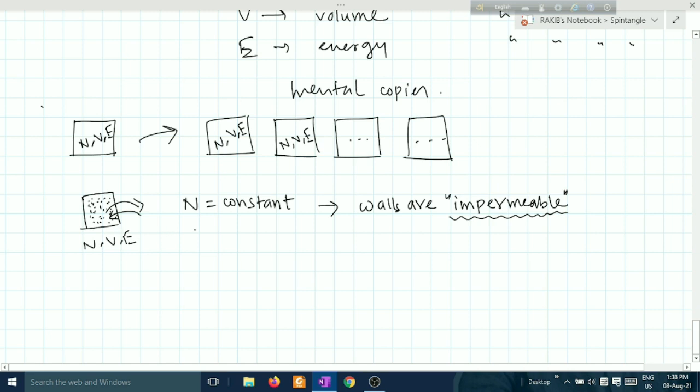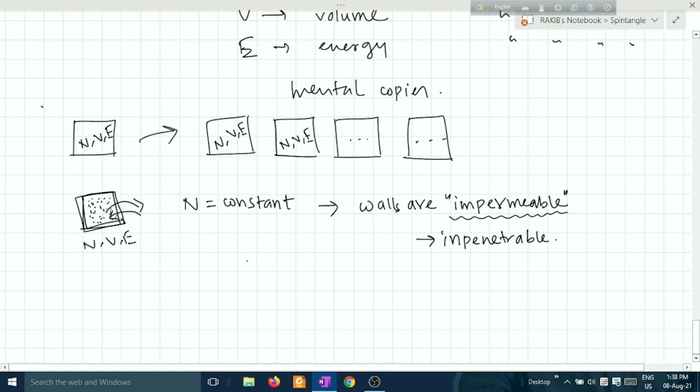This is the impermeable box concept, or sometimes it is called impenetrable. This means the box does not have any pore on its sides. Say it is a sealed box.